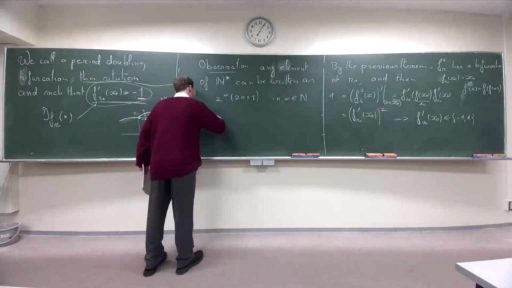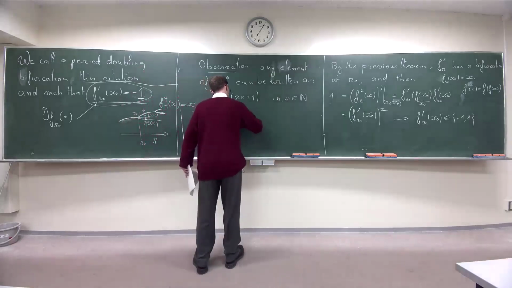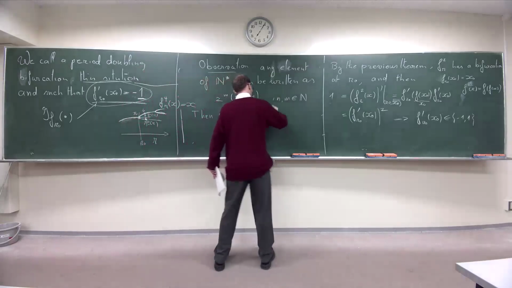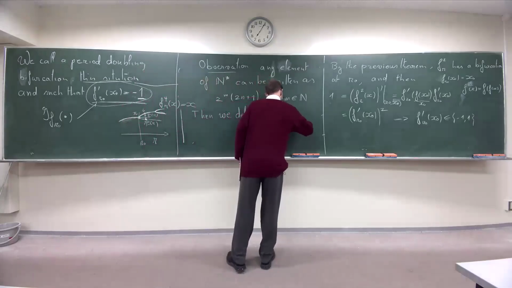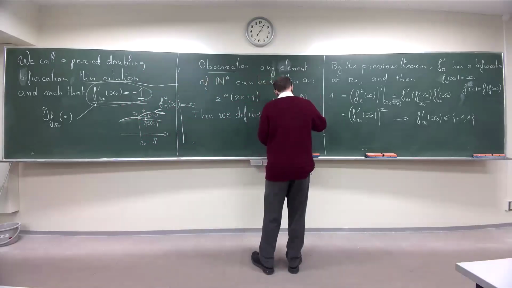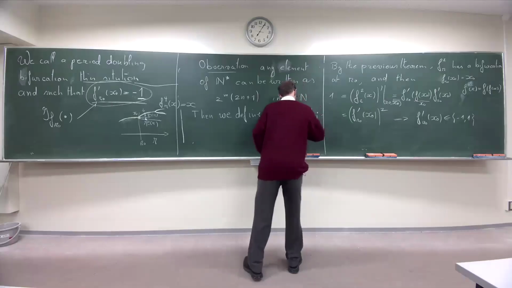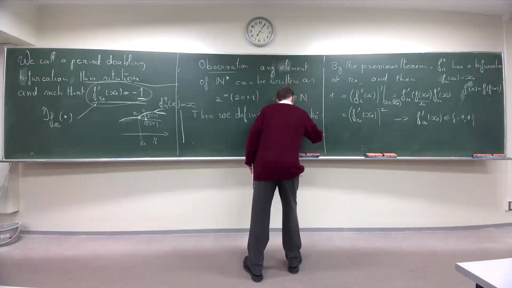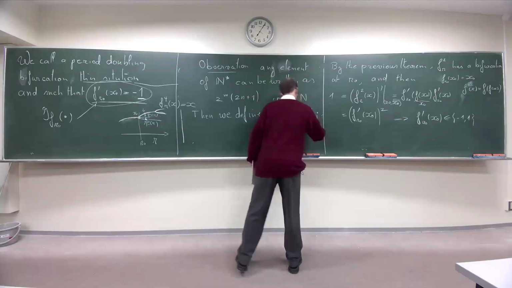So we define an ordering, what is called there are different ways of writing it, the Sharkovsky ordering. So I'm going to order.